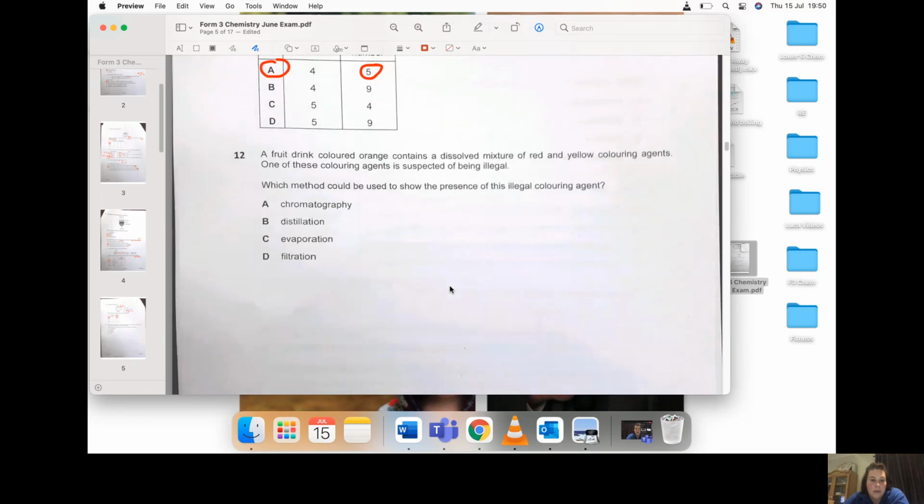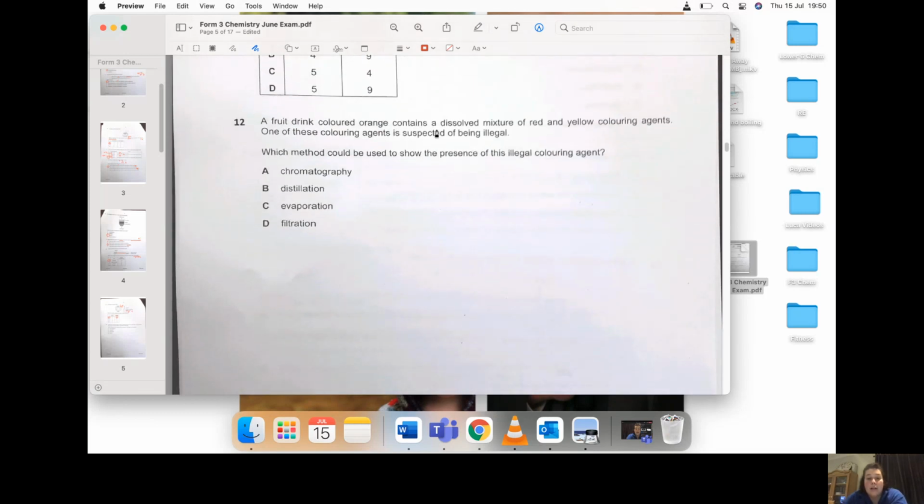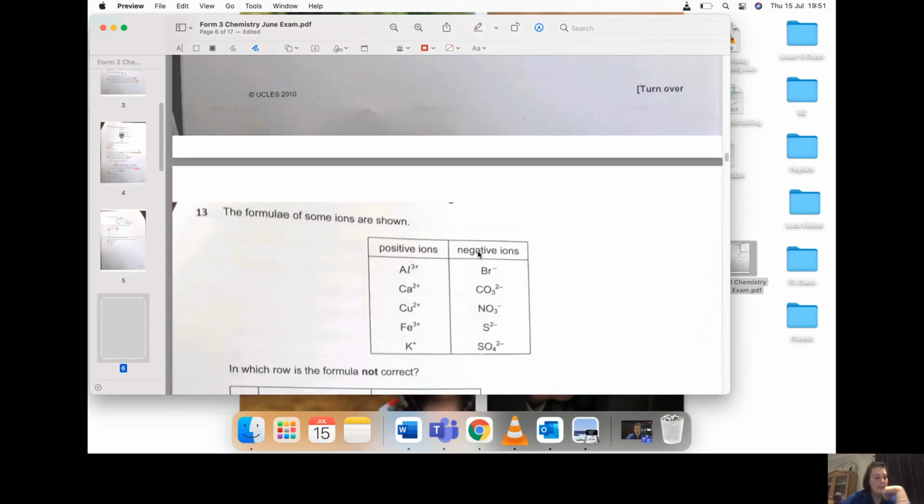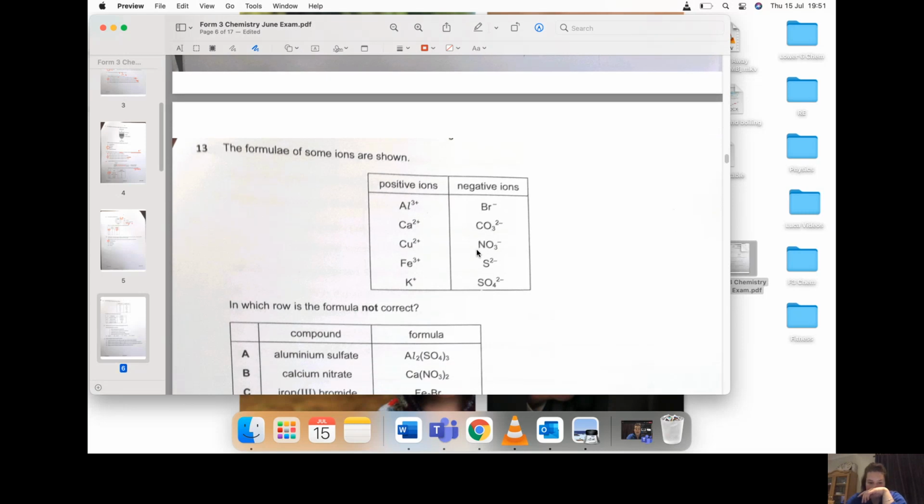Okay, number 12. A fruit drink colored orange contains a dissolved mixture of red and yellow coloring agents. Straight away, you should be thinking, separating colors. How do I do that? One of these coloring agents is suspected of being illegal. Which method could be used to show the presence? So all you want to do is see if this illegal coloring agent is in there. Chromatography. Number 12, super simple. You're looking at coloring agents, you put it on, you separate it, and you can see, oh yes, there's the illegal agent. Number 12, super nice and simple.